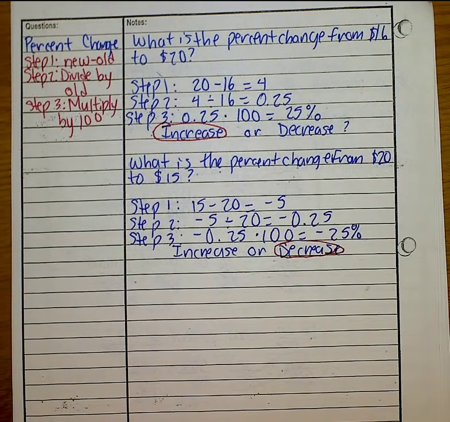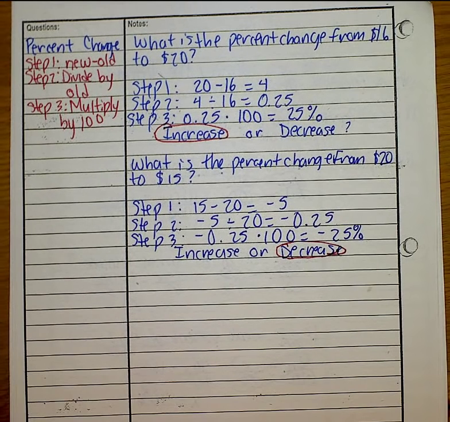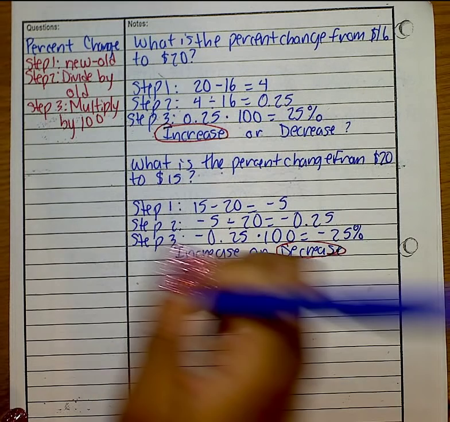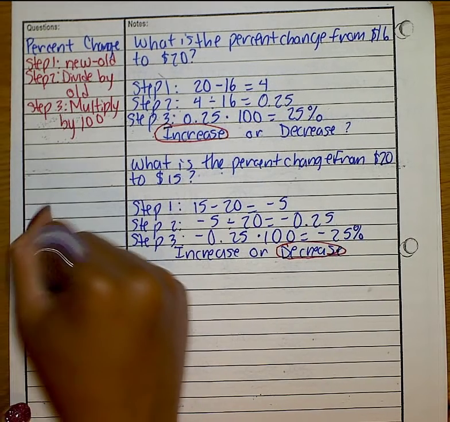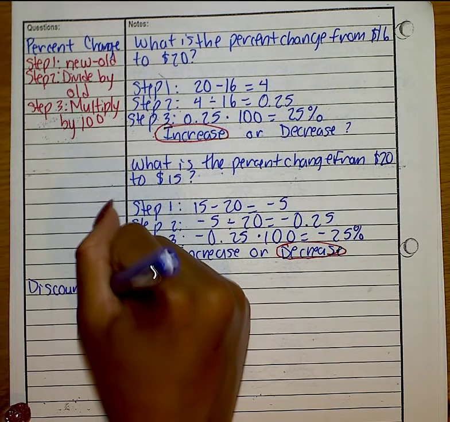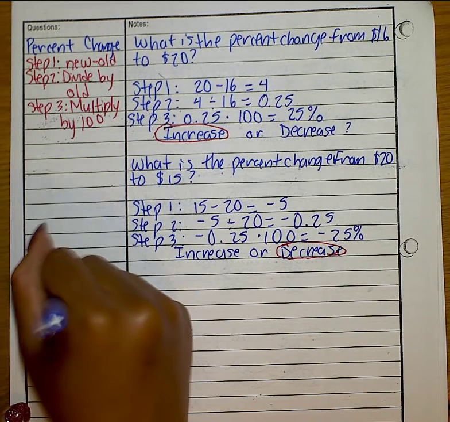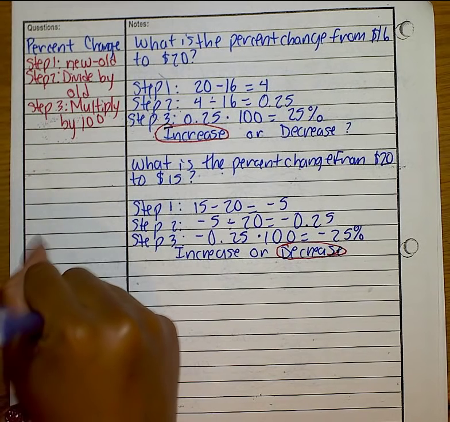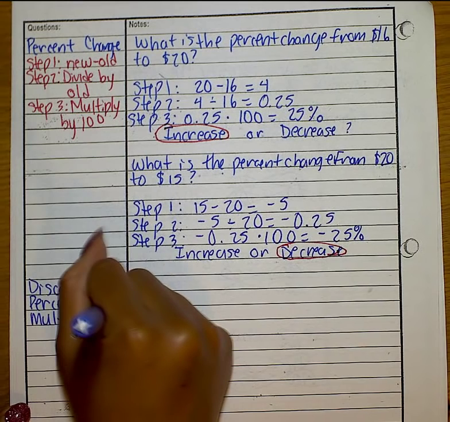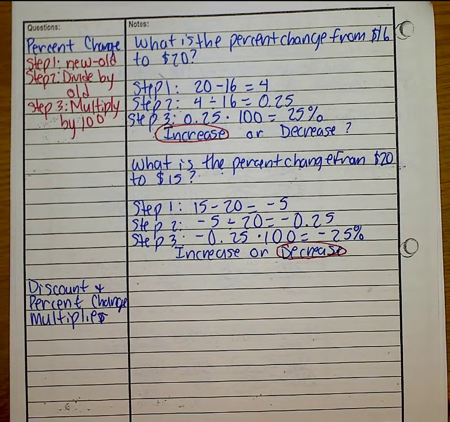Alright, one more last thing before this video is over. We have one more quick topic that we have already discussed, and that is the idea that we need to look at the discount and percent change multiplier. So, another type of question that you're going to be asked is, what is the decimal or the fraction that can be used from this discount?